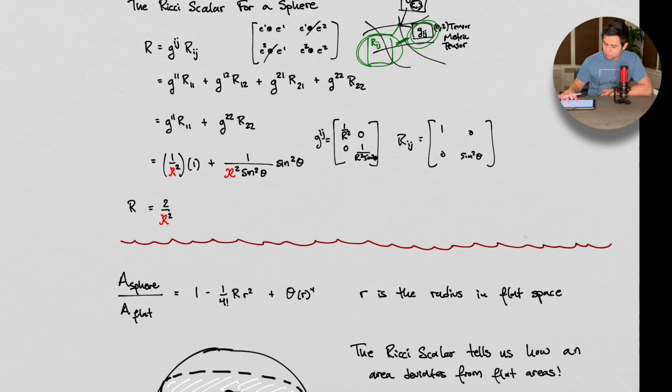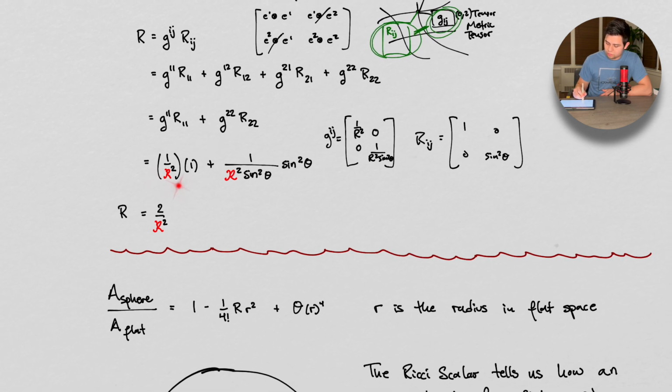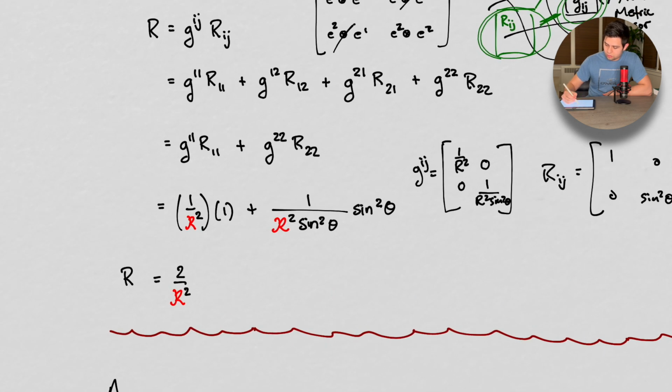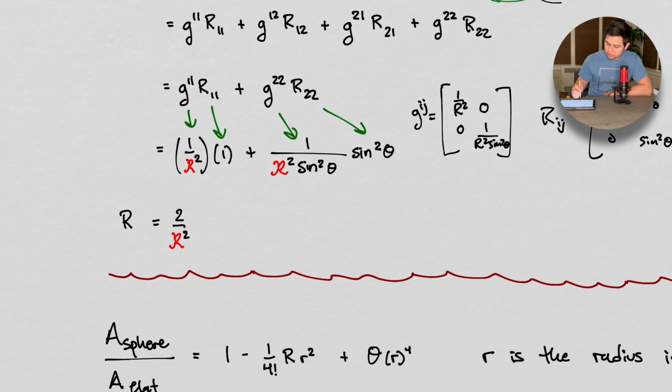And that's where these numbers are coming from. So these numbers here are really just this guy, these are this guy, this is here, and this is this guy. And what this all reduces to is 2 over r squared, right? Because this is just 1 over r squared. Sine squares canceled. So 1 over r squared plus 1 over r squared is 2 over r squared.